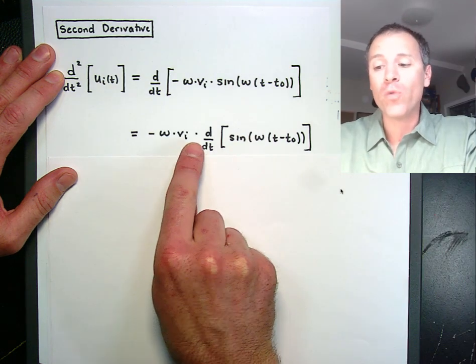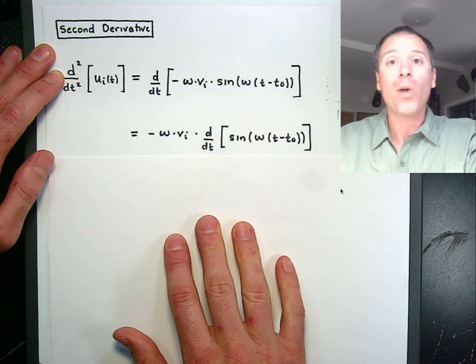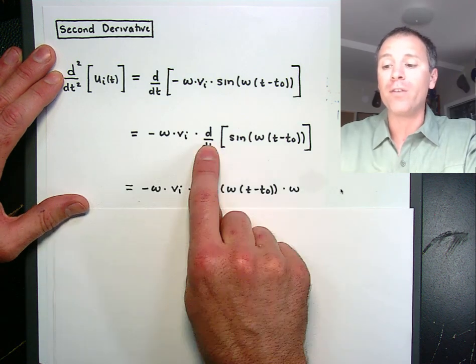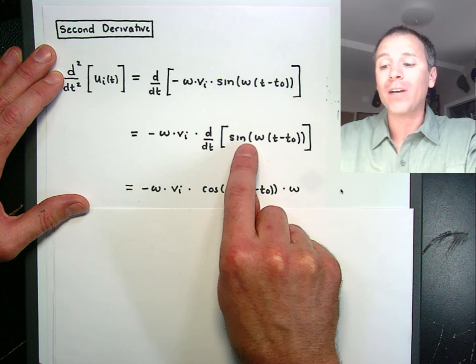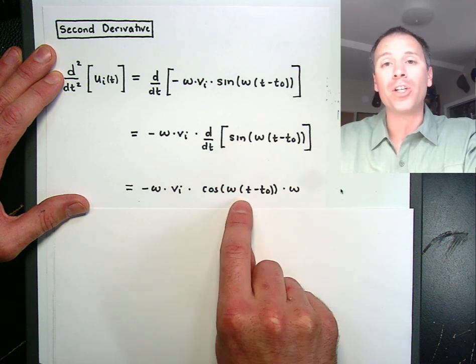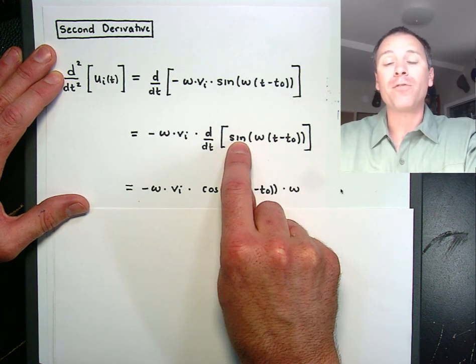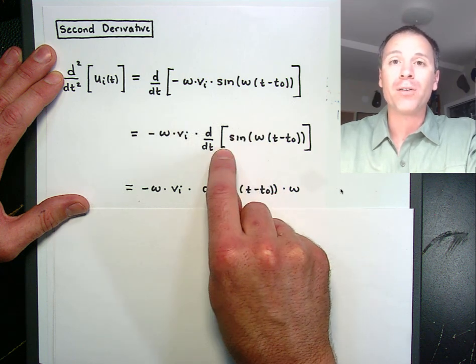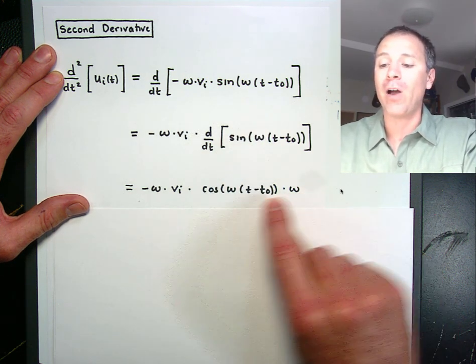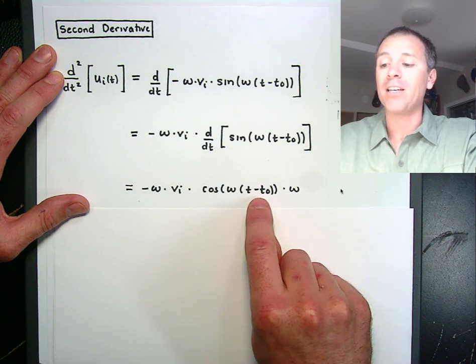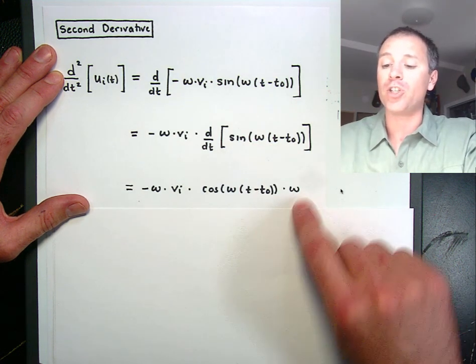That leaves us with the derivative of the sine function, but we know from calculus that the derivative of sine is cosine, and then based on the chain rule, we also have to take the derivative of the inner function. The derivative of a composition function is the derivative of the outer function evaluated at the inner function times the derivative of the inner function. So now I have cosine omega t, t minus t naught, times the derivative of the inside, which is just omega.